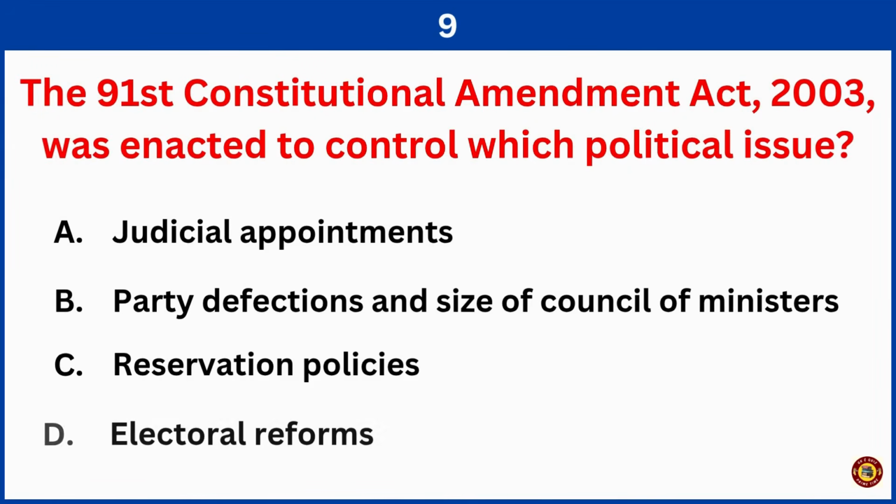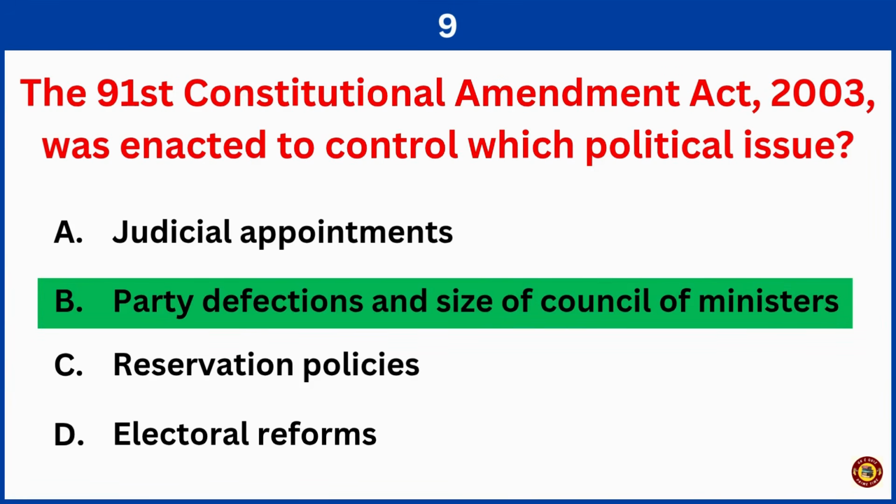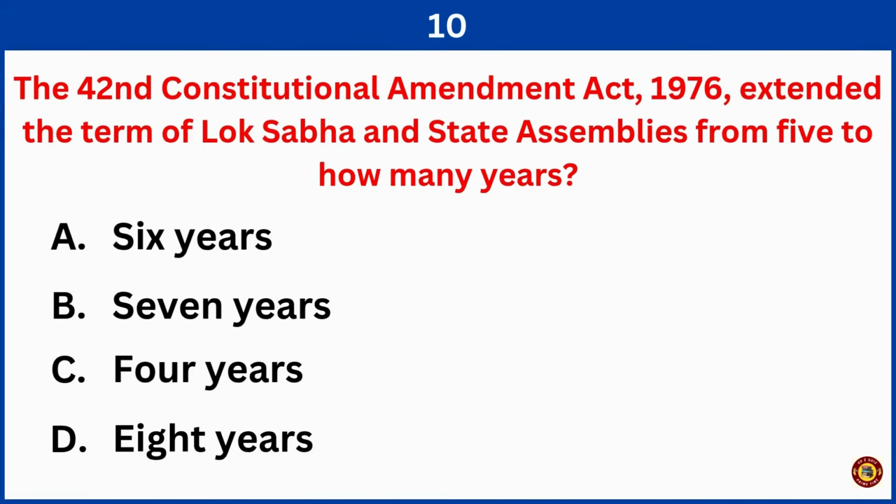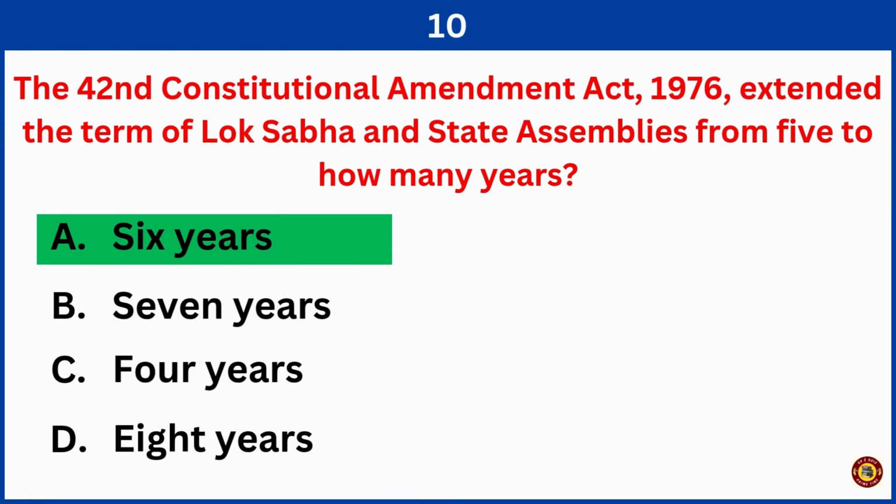The 91st Constitutional Amendment Act 2003 was enacted to control which political issue? Right answer is option B, party defections and size of Council of Ministers. The 42nd Constitutional Amendment Act 1976 extended the term of Lok Sabha and state assemblies from 5 to how many years? Right answer is option A, 6 years.